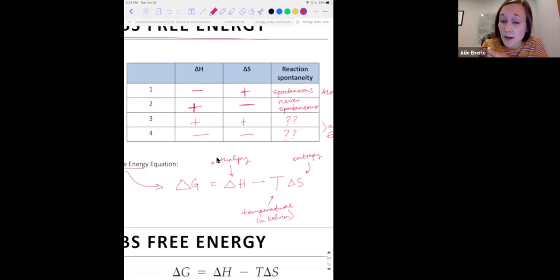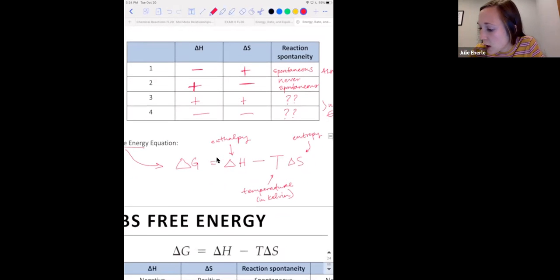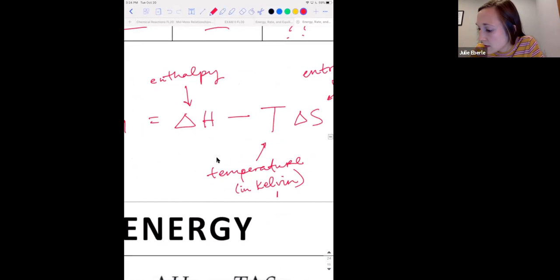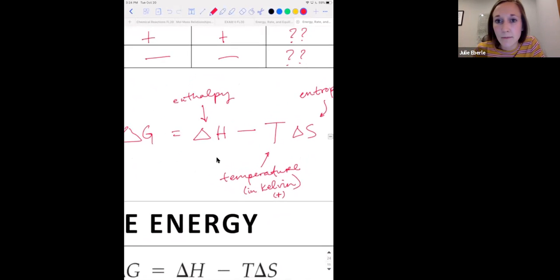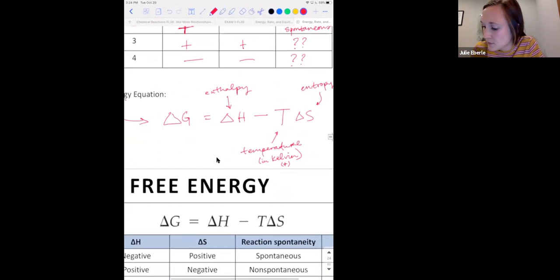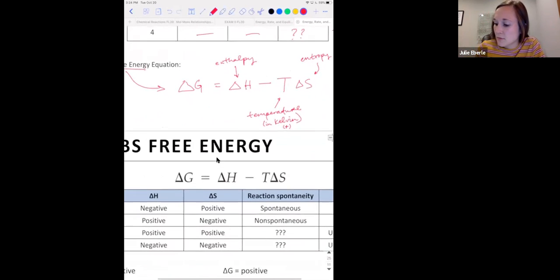On Celsius and Fahrenheit, you can have negative temperatures. So that's another check to make sure you're in the right units with temperature. If you have a negative Celsius temperature, you're in the wrong units because you cannot plug in a negative temperature in the Kelvin scale. So this should always be a positive value, okay? Unless it's 0. All right, so there's our equation.